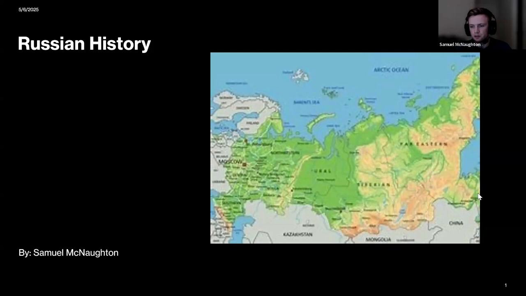Here is the eastern side over here. There were territorial disputes with China and Japan, and off the map here you can see a little bit of islands that Russia still has attached to north of Japan, but this is the extent of what Russia is today.